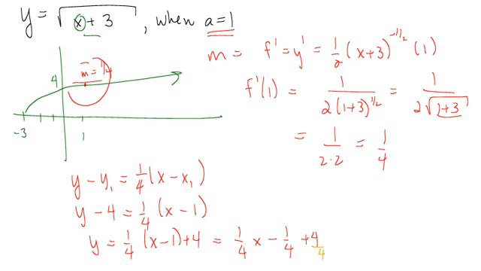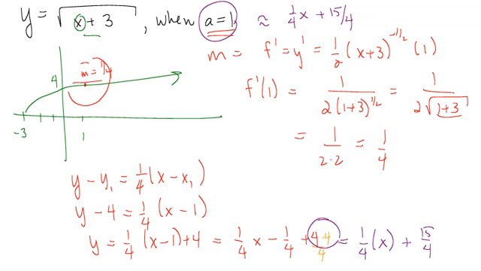And if I make this a common denominator, I've got to multiply both top and bottom by 4. So in the end, I get 1/4 x plus, this is 16, and minus 1, so it's 15/4. So what we're saying is that this equation, y equals the square root of x plus 3, can be approximated by this linear equation as long as we're very close to an x value of a.